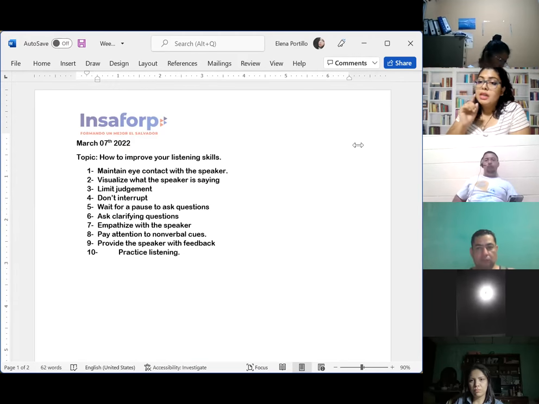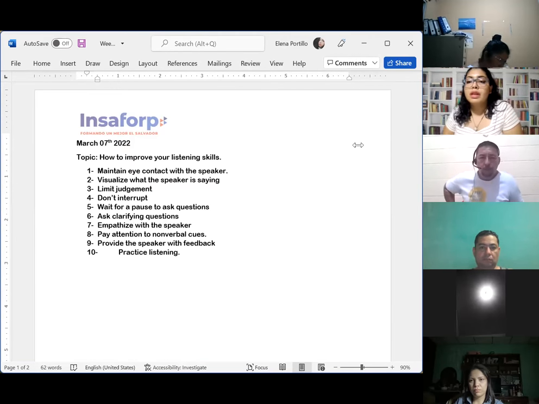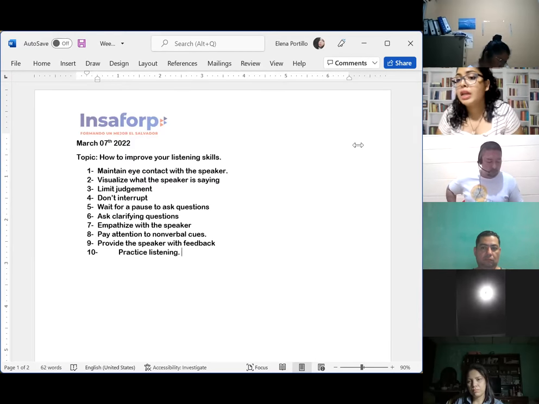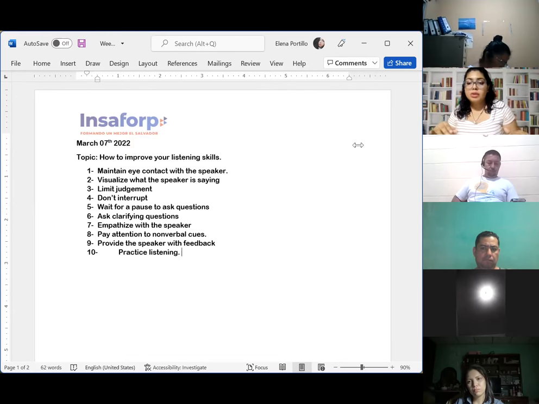This is very important because maybe people have problems listening carefully because we can get distracted very easily, or maybe we are trying to process all the information. So we need to stop for a moment, give time to the person to understand what the speaker is saying, and then we can continue talking about the topic.